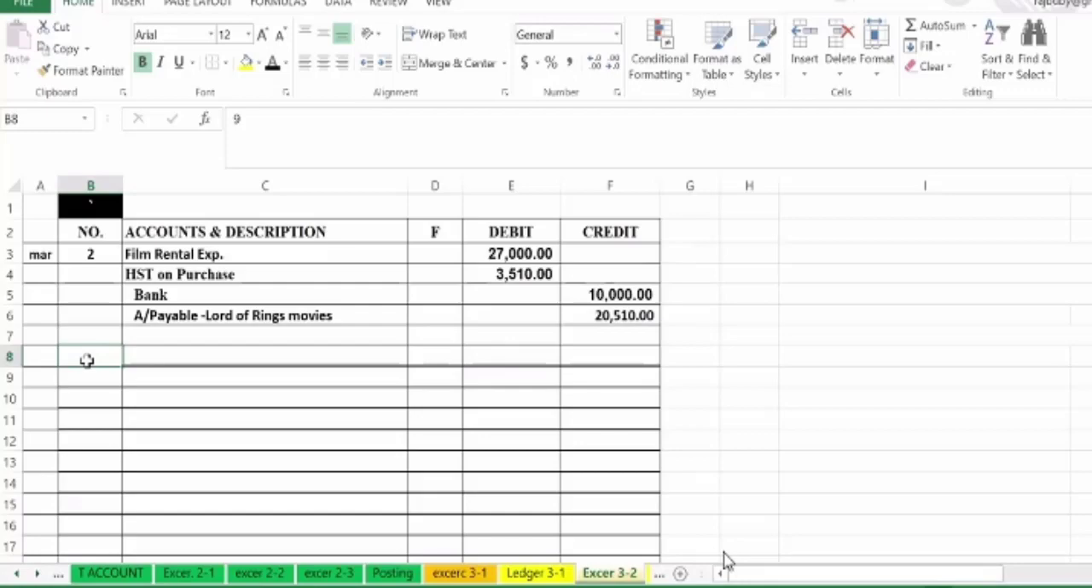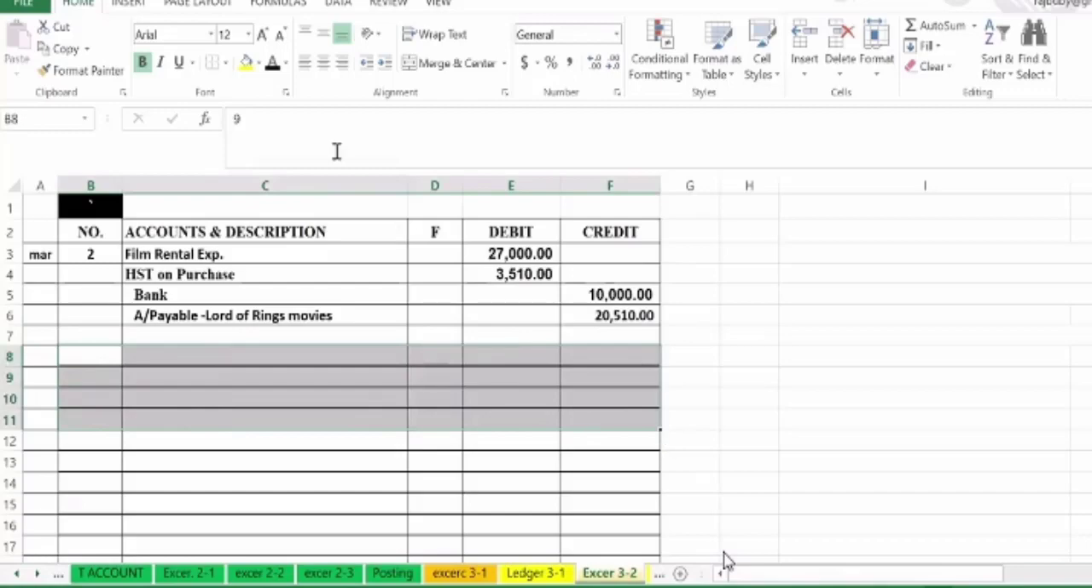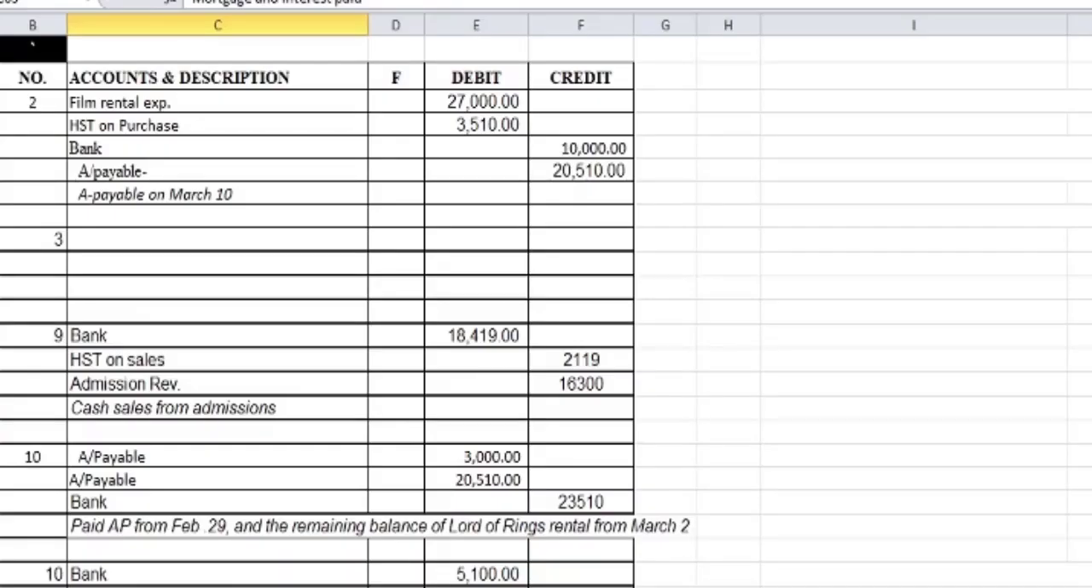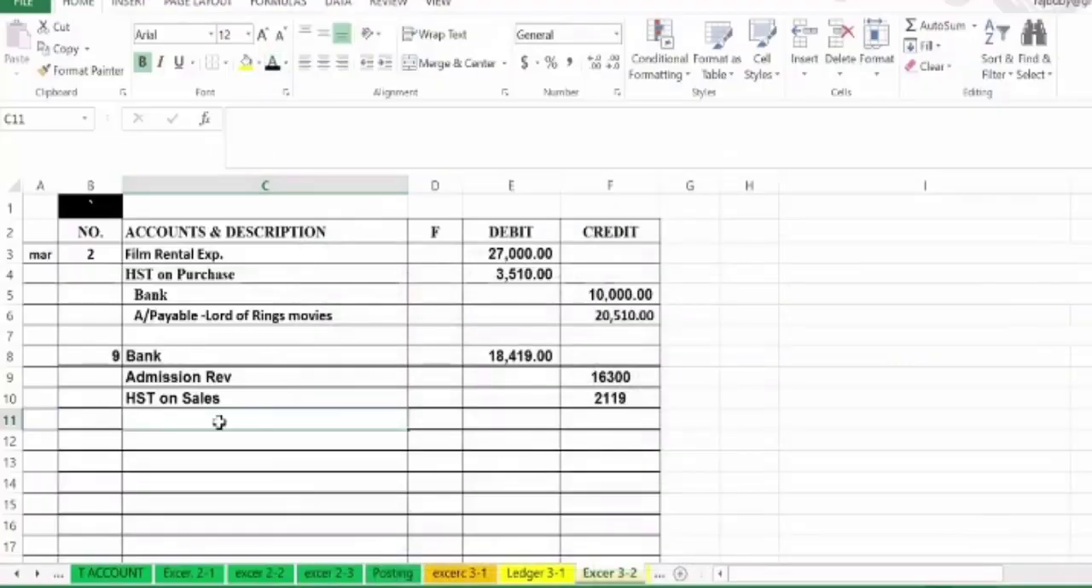Okay. So March 9th, received 16,300 plus HST of 2,119 cash from admissions. So we will debit the bank side, and then we will credit the admissions revenue as well as HST from sales. So 16,300 plus 2,119 will be credit, and then the debit side will be the bank. You just have to add the two numbers. And that will be 18,419.